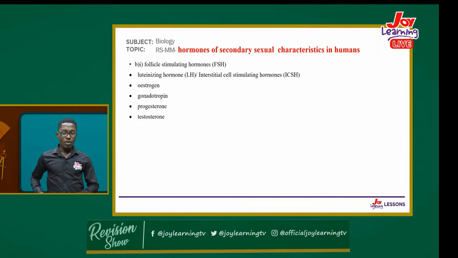Okay, another question they asked, which all came from when I was describing the menstrual cycle, was mentioning hormones that are associated with secondary sexual characteristics. Remember, sperm production happens when you are in your puberty stage. Ovulation starts when the menstrual cycle starts. So they wanted to mention the hormones needed. And we started with follicle stimulating hormone, luteinizing hormone. All these are for female. But I mentioned interstitial hormones when I said the males. Estrogen, gonadotropin hormone, progesterone, and testosterone. These are hormones that are associated with our secondary sexual characteristics.